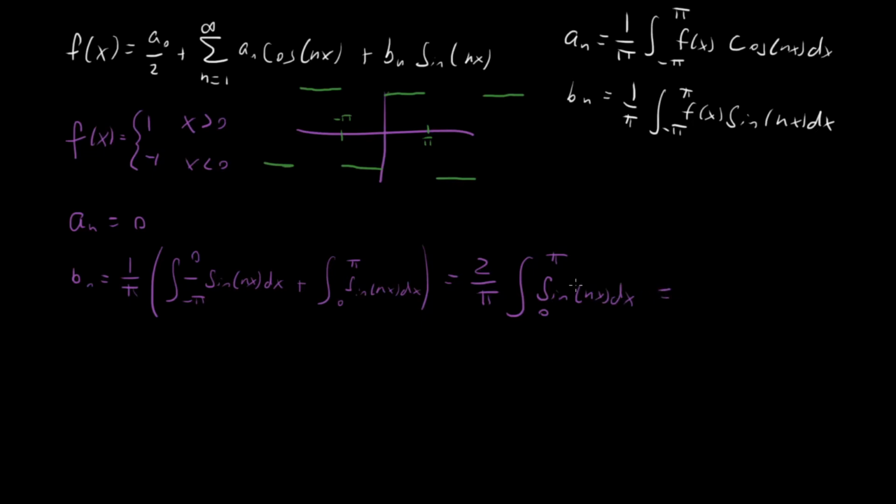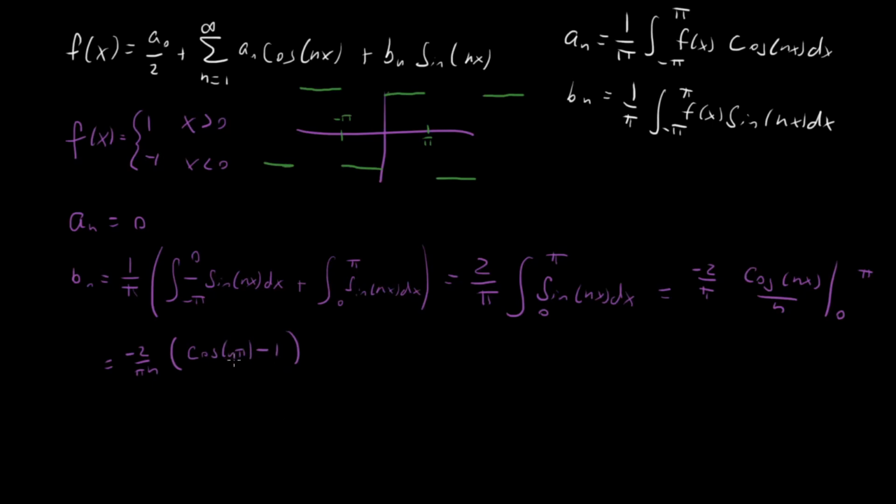We know that the integral of sine is minus cosine, so we're going to get minus 2 over pi, cosine of nx over n, evaluated from 0 to pi. Okay? Now we have to stop and think a little bit. This whole thing right here is minus 2 over pi n, and then the hard part, cosine of n pi minus 1. So let's think about what this is going to be for different values of n.